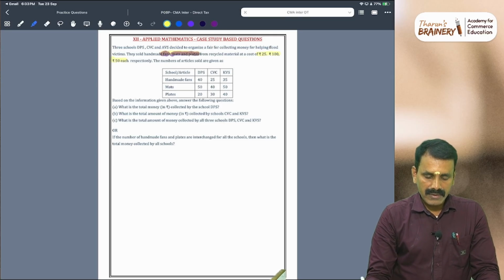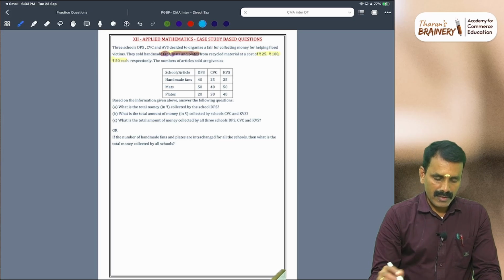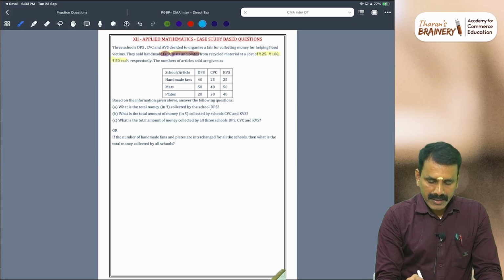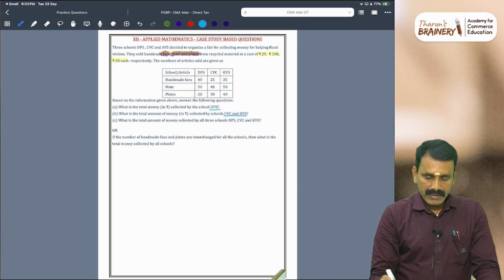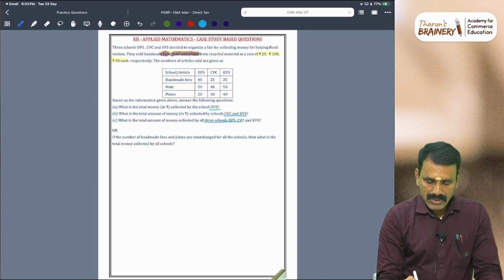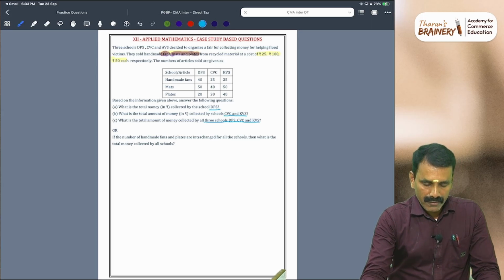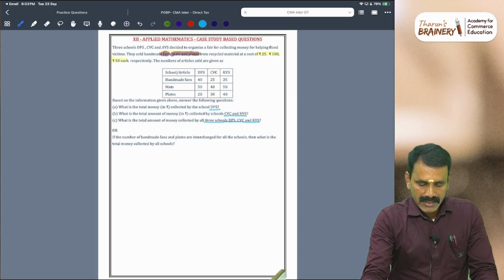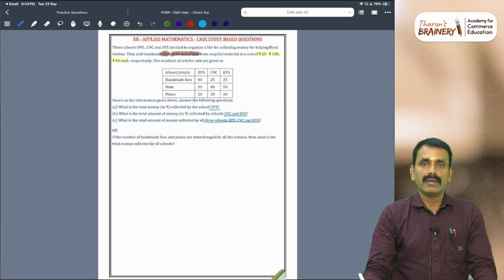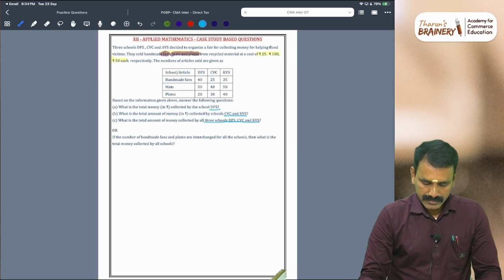Okay, based on this detail, we are supposed to find what is the total money collected by DPS, total money collected by CVC and KVS, and the total amount of money collected by all the 3 schools. And the second question is, if the number of handmade fans and plates are interchanged for all the schools, then what is the total money collected by all the schools? They have asked us to find out.